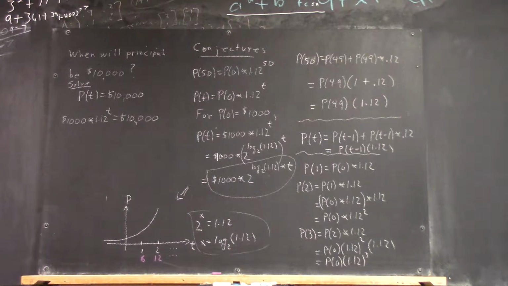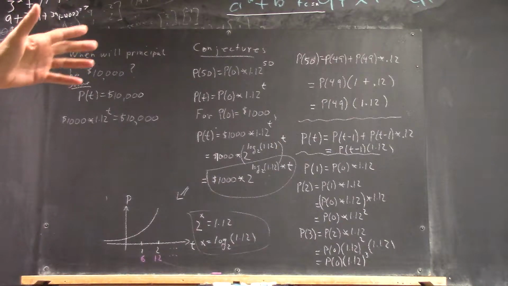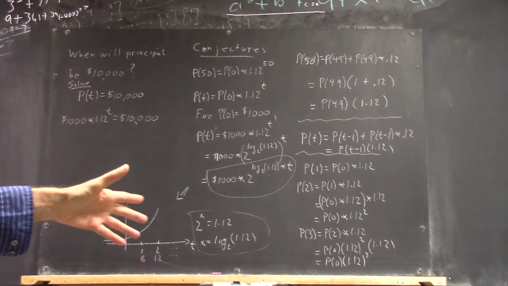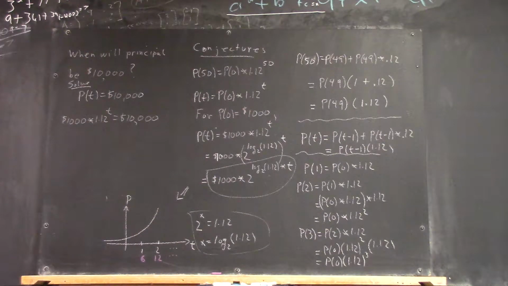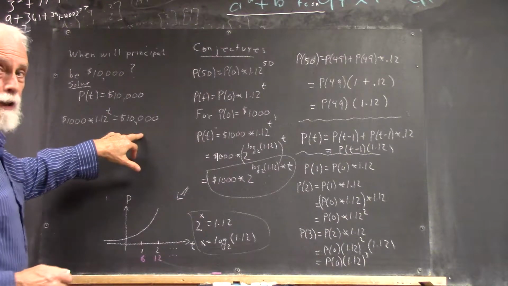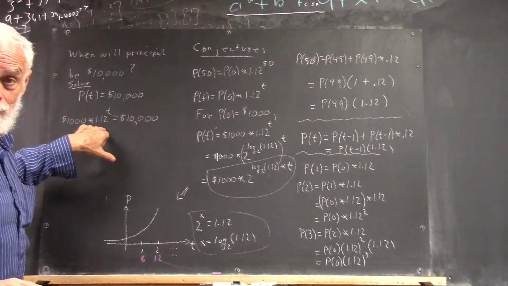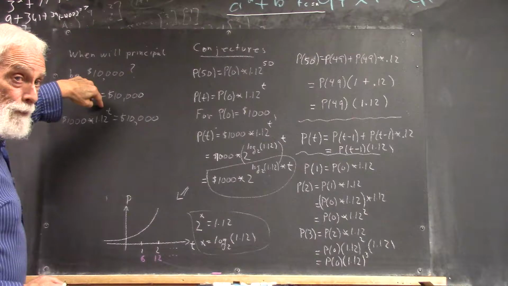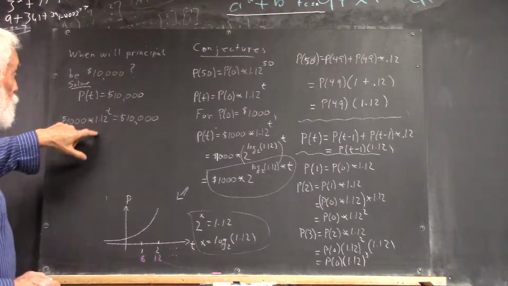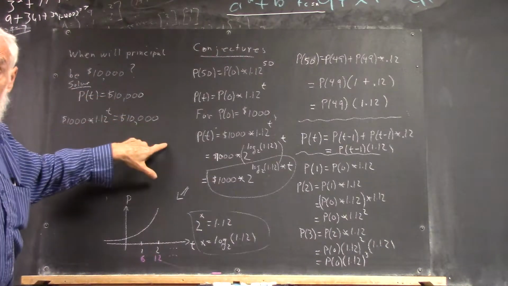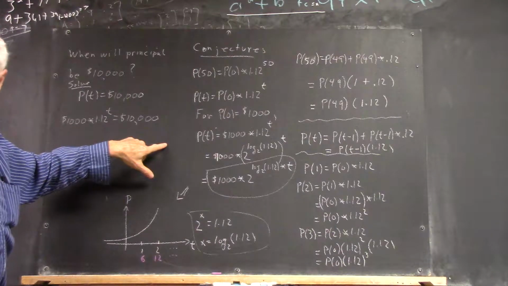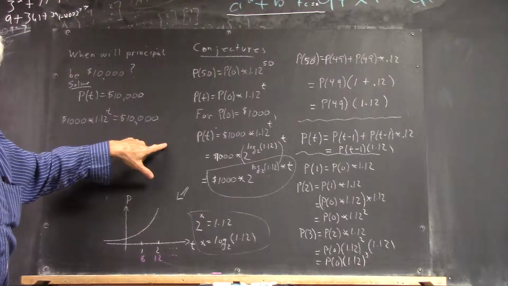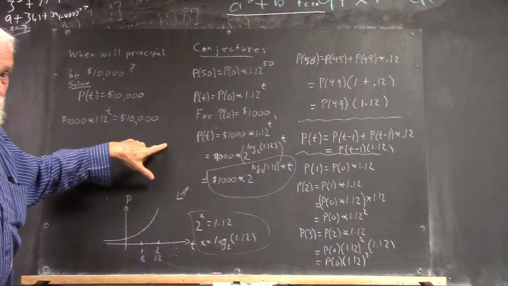Make sense? If P of t is 1,000 times 1.12 to the t, and I think we've established that pretty clearly over here, then that has to be the equation we solve for t. You can't solve it for t unless you get it out of the exponent. Well, that looks a lot like if you had 1,000 times 2 to the t equals $10,000, you can solve it. At least I hope, because something like that's going to be on the test.